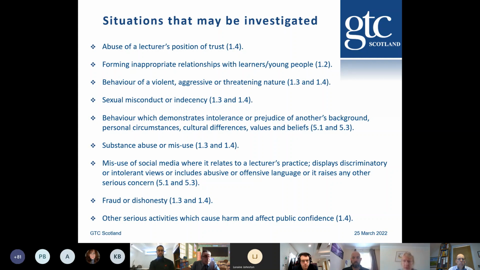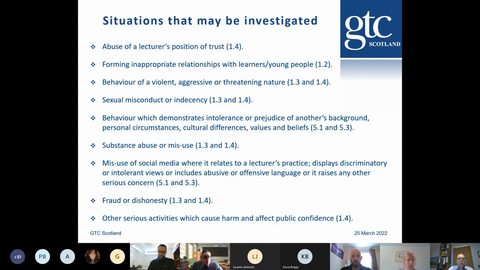Sexual misconduct or indecency, again for the same reasons. Behaviour which demonstrates intolerance or prejudice of another's background, personal circumstances, cultural differences, values and beliefs. That's about not being open, inclusive and respectful, and the potentially serious impact that intolerance and prejudice could have on another person. Substance abuse and misuse, for some of the reasons that I mentioned earlier, and also misuse of social media, where it relates to a lecturer's practice, displays discriminatory or intolerant views, or includes abusive or offensive language, or it raises any other serious concerns. So again, the intolerance or the discrimination being important elements there.